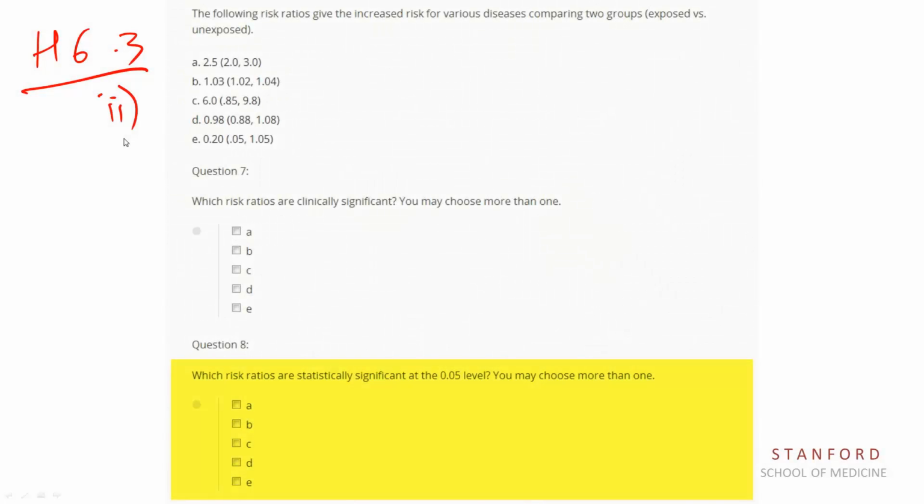For the risk ratios to be statistically significant at the 0.05 level, we should have the confidence intervals such that 1 does not cross them, which means that 1 should either be lower than the lower bound or 1 should be greater than the upper bound. The only two cases for which this is true are A and B. Thus, these are the only risk ratios that are statistically significant at the 0.05 level.